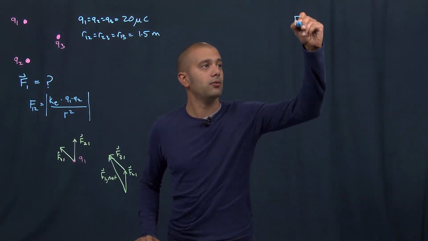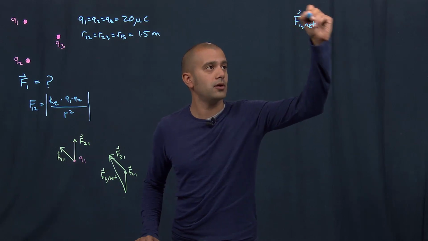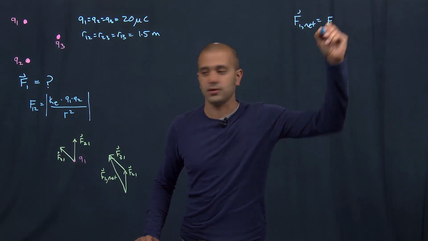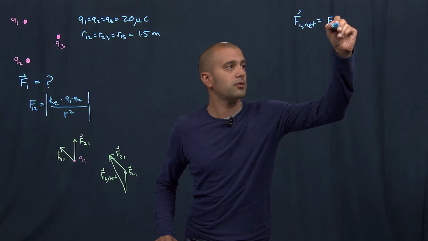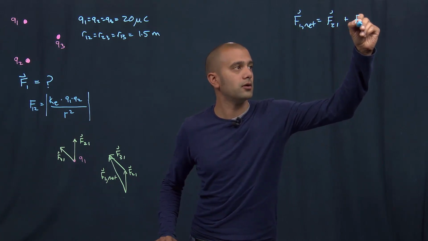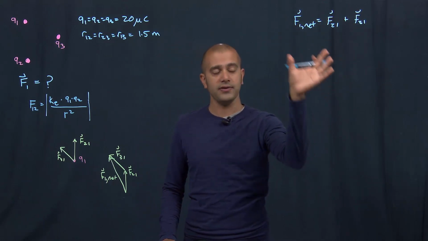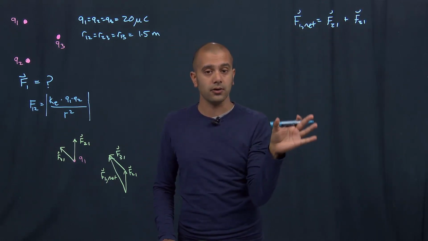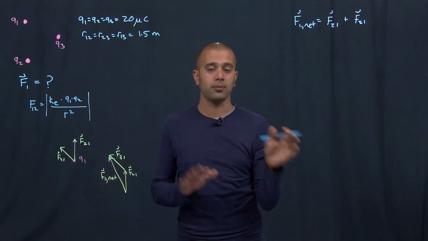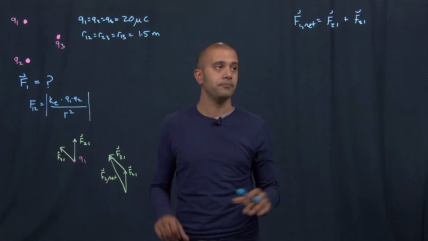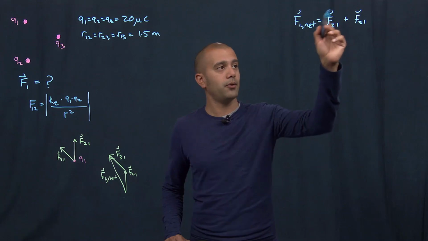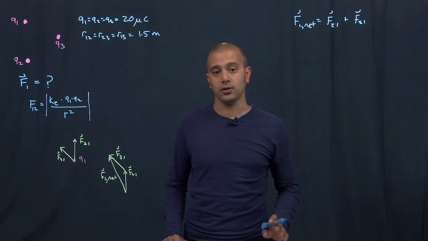So we know that the net force upon charged particle 1 equals the force from 2 upon 1 plus the force of 3 upon 1. And I'm being very careful to draw the arrows on top of these vectors to indicate that this is a vector equation, not a scalar equation, so we have to decompose it into x and y projections first before we add anything up. What that means is we have to find the components of F21, and we have to find the components of F31.